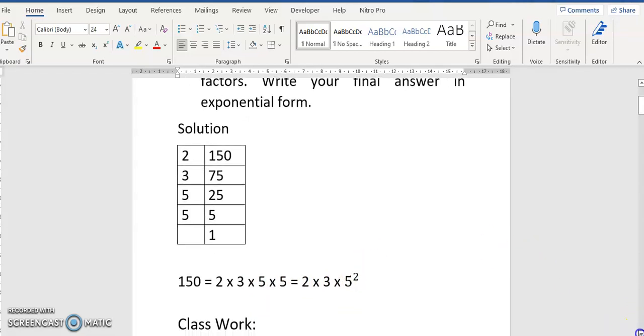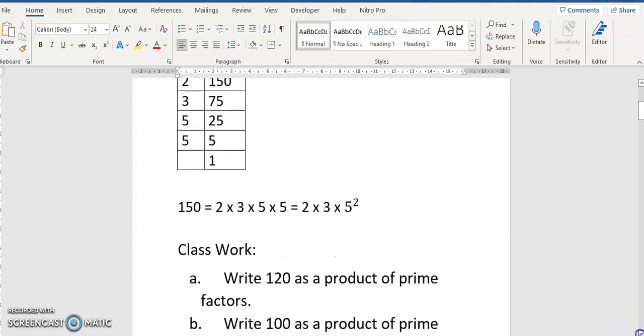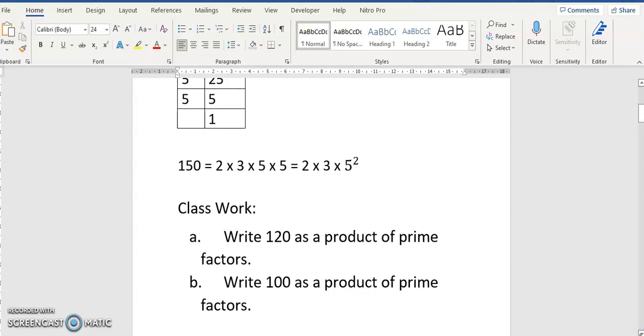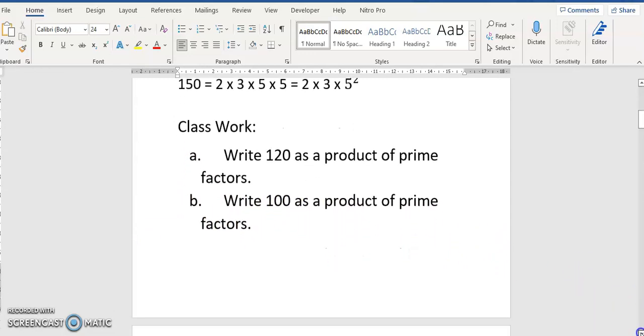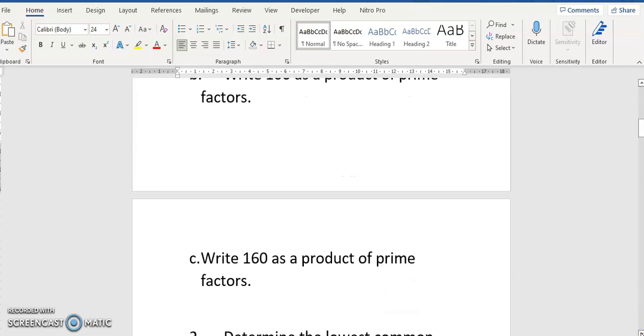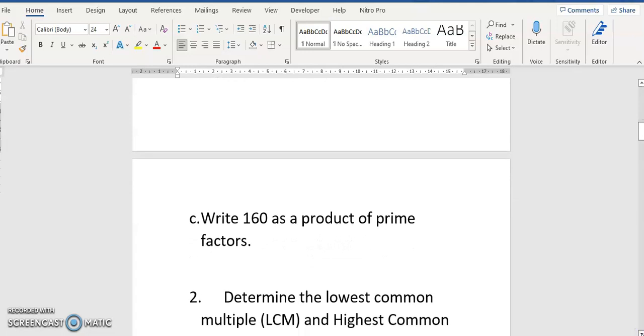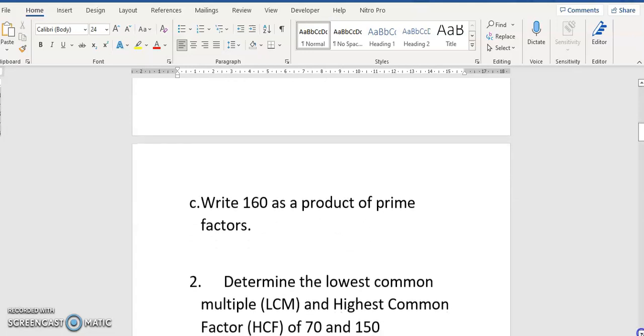Okay. Then the next thing is write 120 as a product of prime factors. This is your classwork. Write 100 as a product of prime factors. Write 60 as a product of prime factors. You must write all of them in exponential form.